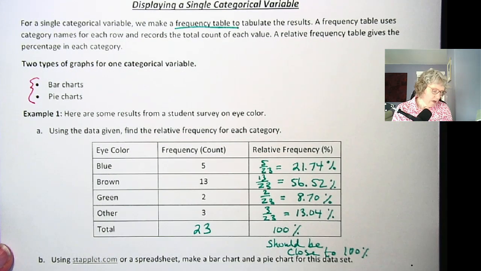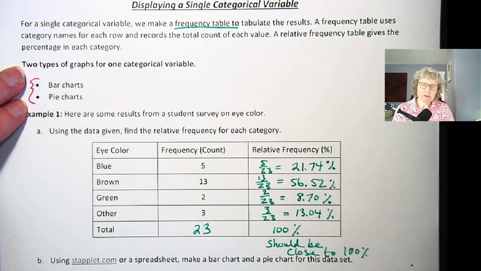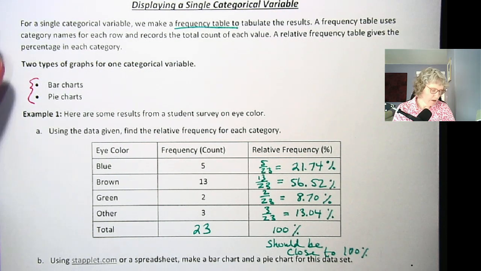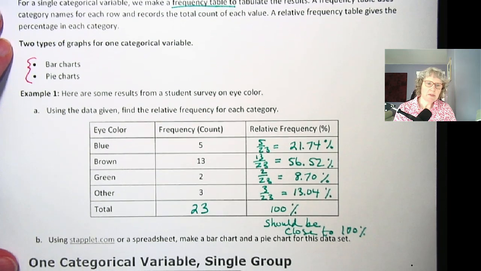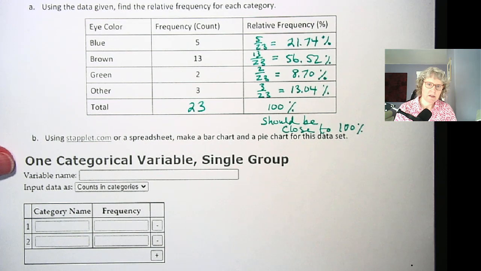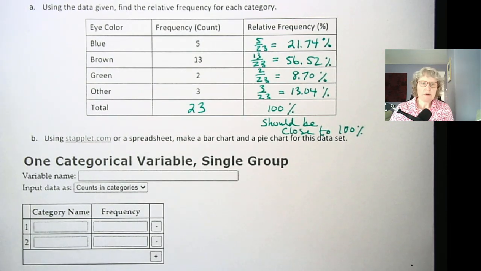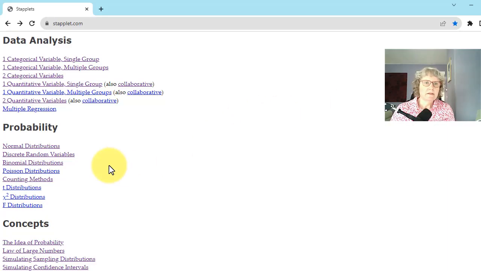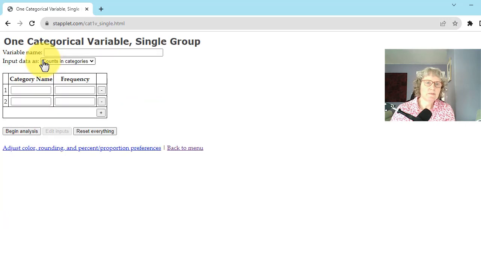Okay, so to make our graphs, bar chart and pie charts, we're not going to do them by hand. We're going to use technology. And we're going to go to Statlets, which is an excellent tool for this, just like we did for the numerical variable. So let me switch over to Statlets.com. If you go to Statlets.com, I usually give you the more specific link in our course, but it's the very first one, one categorical variable, single group.